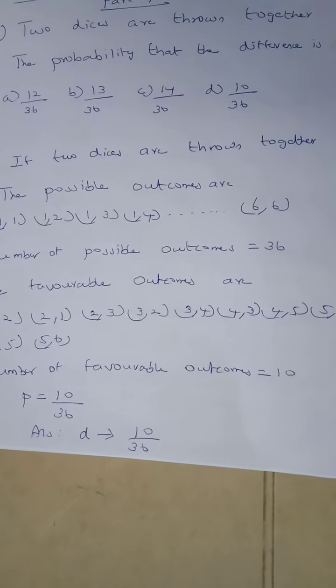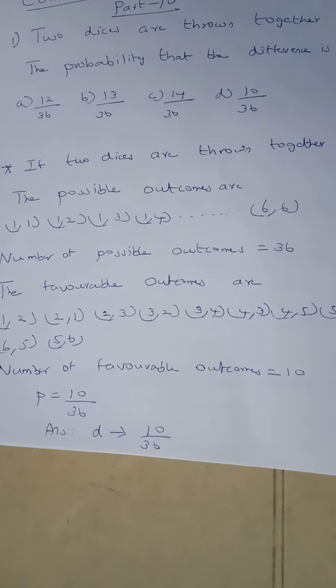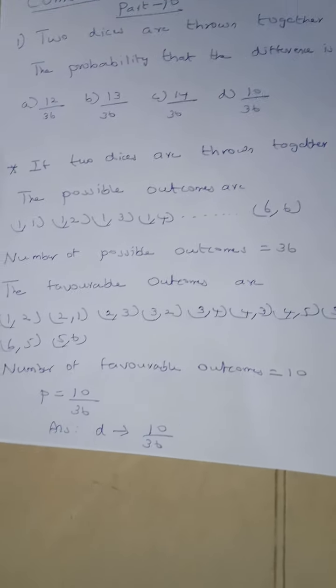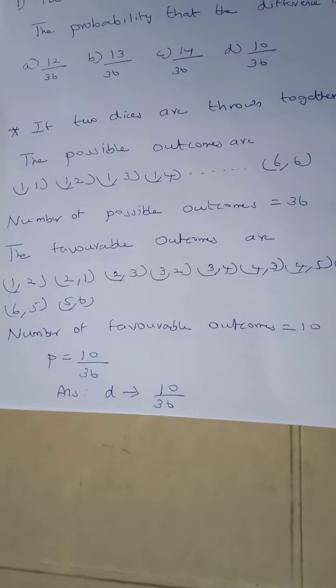The favorable outcome is the difference should be equal to 1. The first number and second number, when we find the difference, it should be equal to 1. So let us move to question number 2.